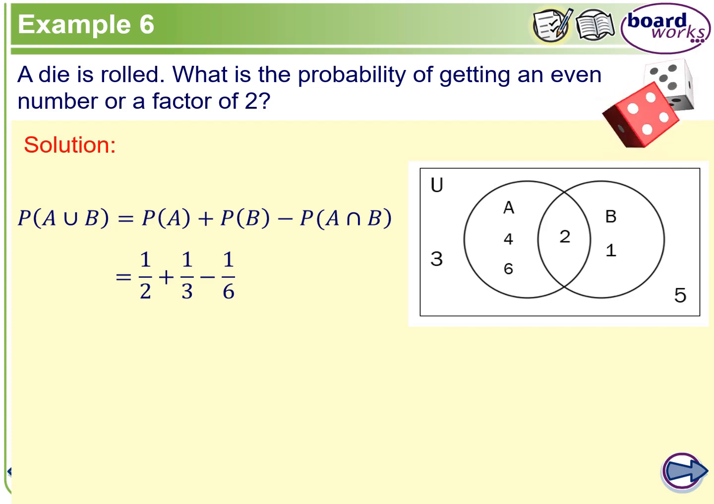Plus, what is the probability of B, which is a factor of 2? We have numbers 1 and 2. There are 2. What is 2 over 6? That is 1/3, right? So 1/2 plus 1/3 minus the intersection of the two events. What is the intersection of the two events? The common number is 2. How many? Only 1. So 1 over 6, because there are 6 numbers on a die. So 1/2 plus 1/3 minus 1/6 is equal to 4 over 6 or 2/3.